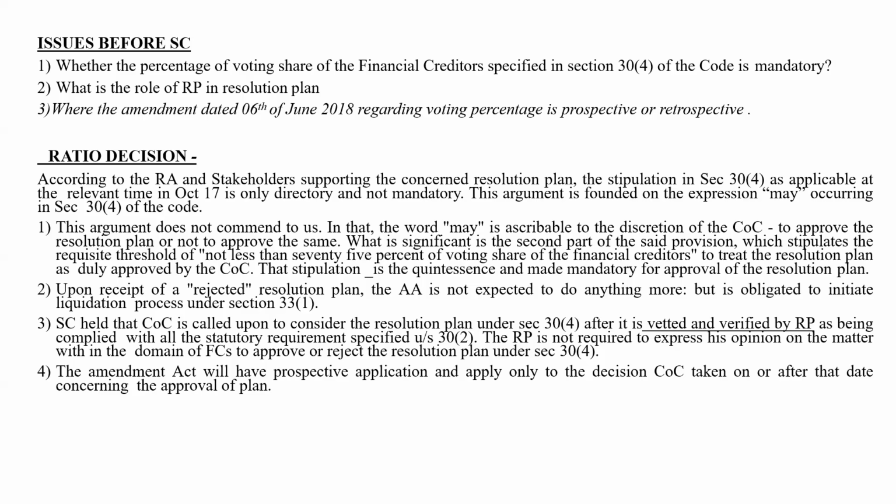उन्होंने कहा भाई अगर COC ने रिजेक्ट कर दिया तो हम अप्रूव नहीं कर सकते उसको। ठीक है, so SC held that COC is called upon to consider the resolution plan under section 30 subsection 4 after it is vetted and verified by the RP as being compliant with all the statutory requirements stipulated under section 30 subsection 2. The RP is not required to express his opinion on the matter within the domain of FCs to approve or reject the resolution plan.